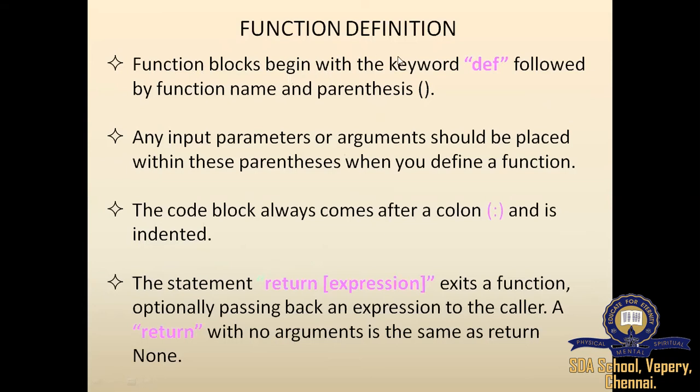Function blocks begin with the keyword def, followed by the function name and parentheses. Any input parameters or arguments should be placed within the parentheses when you define a function. The code block always comes after a colon. The return statement exits a function, optionally passing back an expression to the caller. A return with no argument is the same as return None. So that explanation of the syntax is given here.